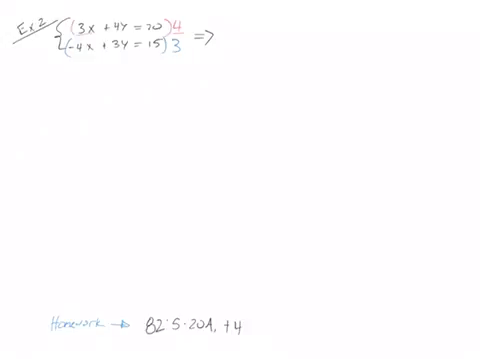4 times 3x is going to give me 12x. 4 times 4y is going to give me 16y. 4 times 20 is going to give me 80. 3 times negative 4x is going to give me negative 12x. 3 times 3y will give me 9y. And then 3 times 15 is going to be 45.